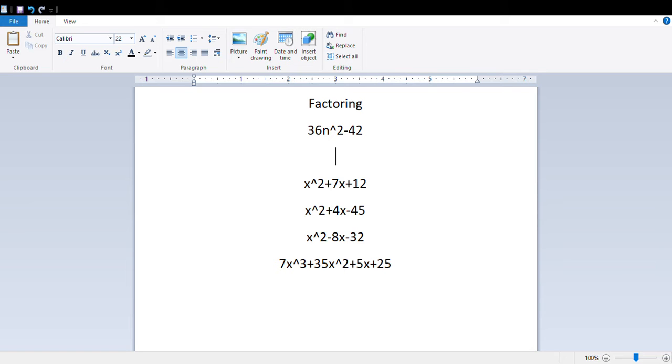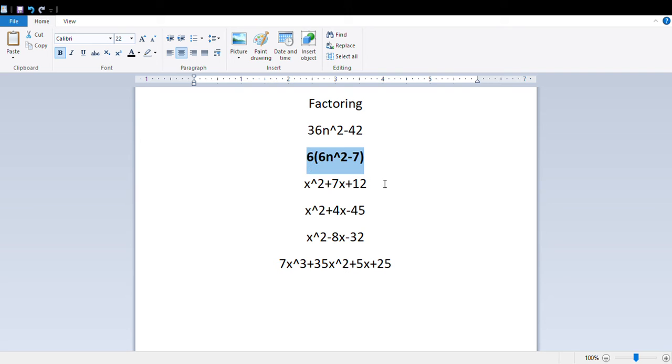So you do 6, and then regarding the variables, since there aren't variables on both, there's only an n squared in the first one and no n on the second term, we just leave the variables like they are. If there are variables on both, like if there's 36n squared minus 42n, then you take an n out as well. But since you don't, we're going to keep it like this. So 6 times, and then divide both by 6. 36n squared divided by 6 is 6n squared, minus, and 42 divided by 6 is 7. So our final answer is 6 times 6n squared minus 7.